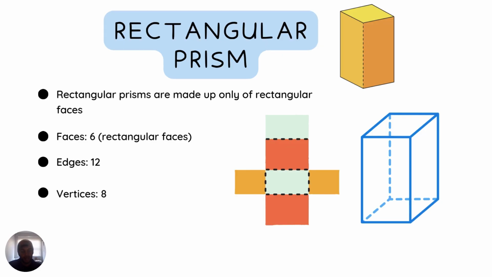Okay. The next polyhedron is a rectangular prism, very similar to a cube, but this time the faces are rectangles instead of squares. A rectangular prism is made up of only rectangular faces. It has six rectangular faces. The edges are 12. So we go 1, 2, 3, 4, 5, 6, 7, 8, 9, 10, 11, 12 edges. Very similar to a cube. Then we have the vertices, which are 8. So 1, 2, 3, 4, 5, 6, 7, 8.